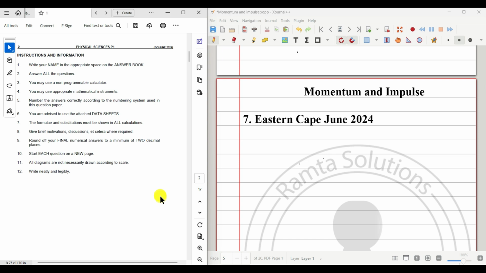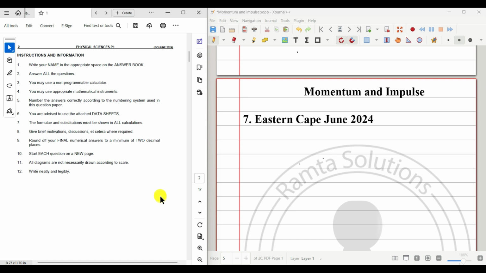Instruction number 9, round off your final numerical answers to a minimum of 2 decimal places. This is physical sciences. You will be making substitutions, which when you calculate them will give you answers maybe to many decimal places. Now, if the step is not your final answer and you happen to have decimals, maybe round them off to 4 or 5 decimal places.